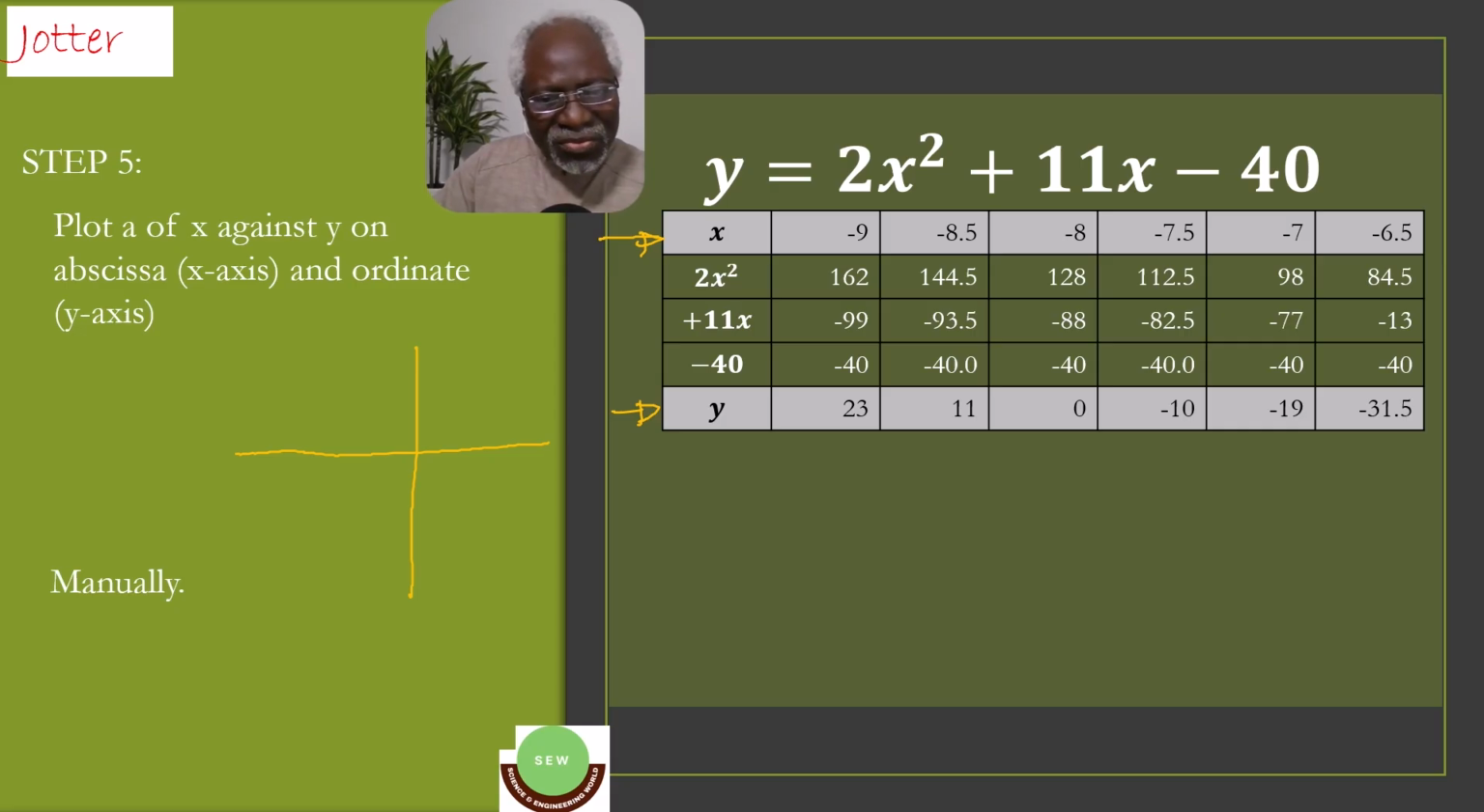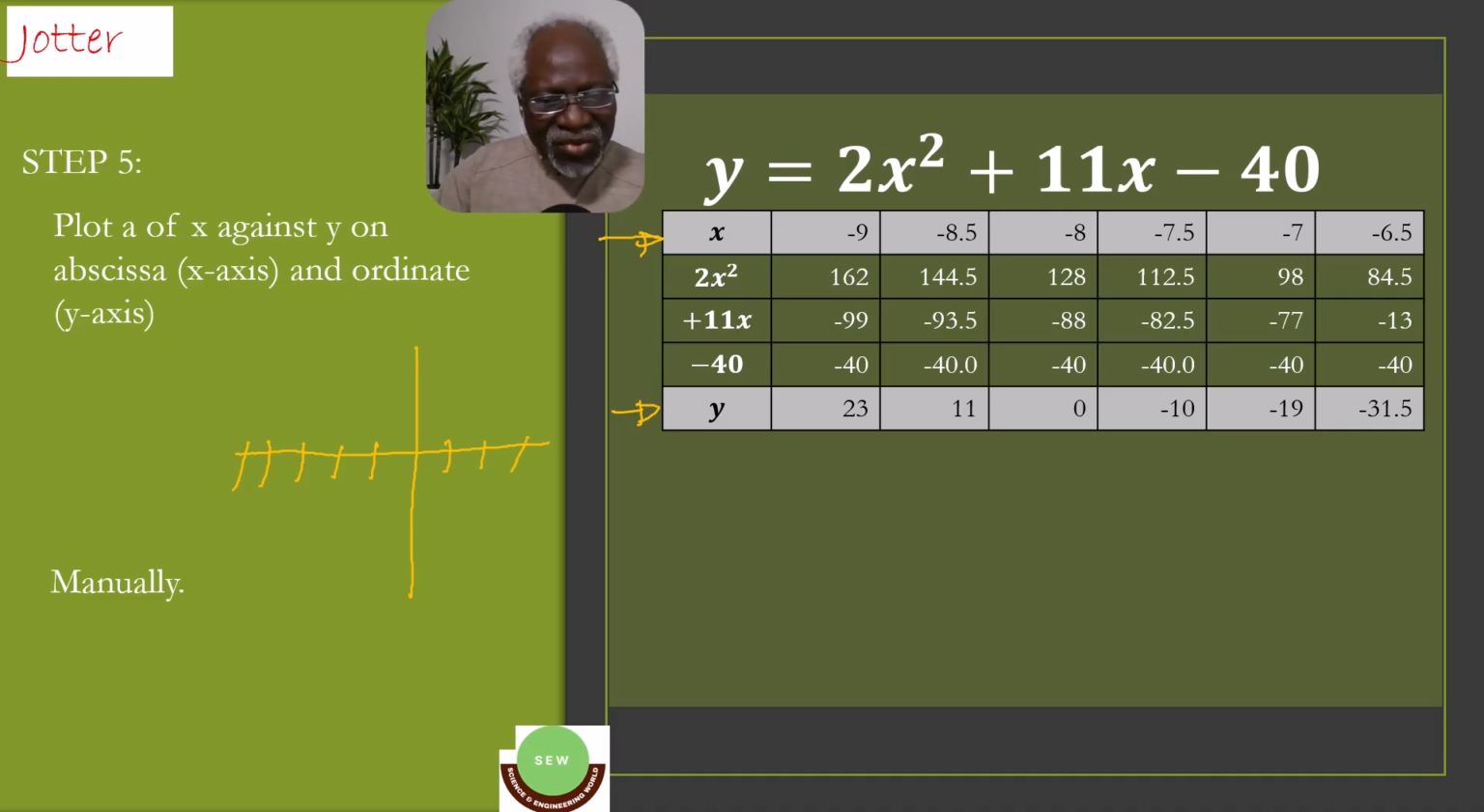Now, on the x-axis, we have even values -9, -8.5, -8, -7.5, which are even, and this we can represent, but we have minus on this side. We can represent it by equal distance. So we have to have equal distance on the left hand side and on the right hand side.